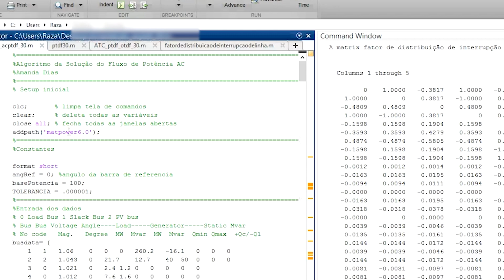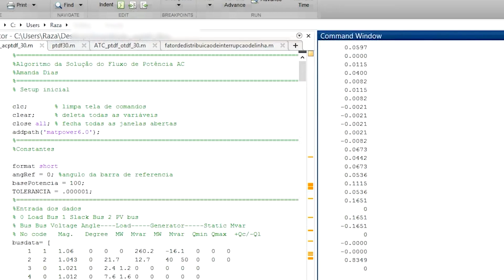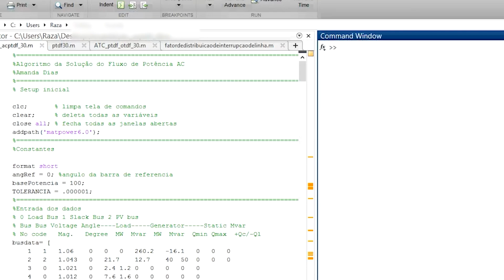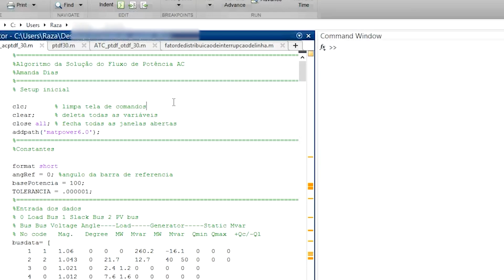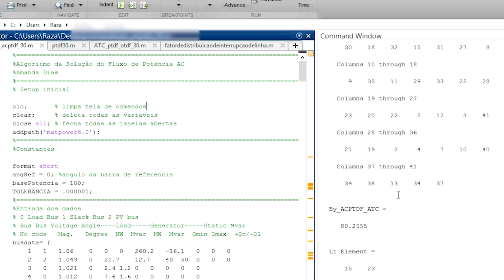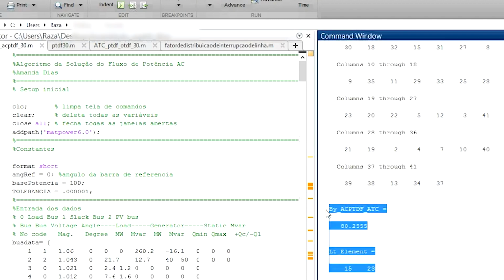So this project was done earlier in 2018, and now I'm just going to upload this video tutorial, which is about ATC, available transfer capability, which is actually the maximum amount of power that can be transferred between 2 points in an electrical power system without violating any of the system's operating constraints.